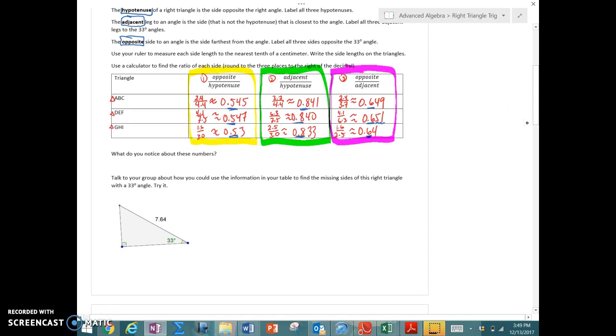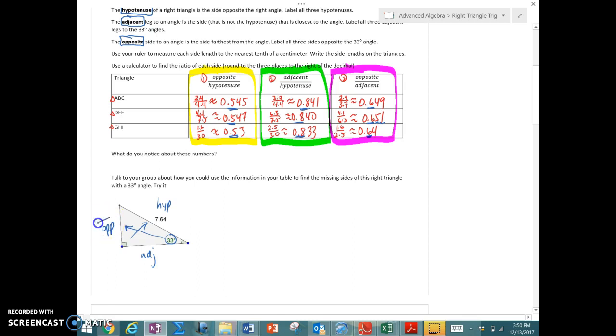And when we look at this triangle, we're going to start by labeling the sides. Again, the side across from the right angle is the hypotenuse. The side across from the angle given, which is over here, is the opposite. And then my other side is the adjacent. Now in this case, we want to find the missing sides.